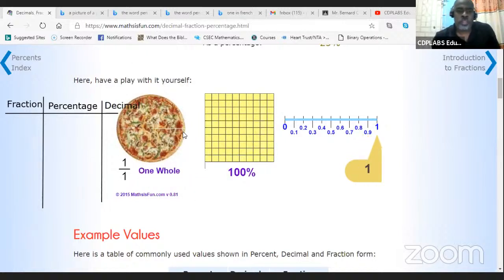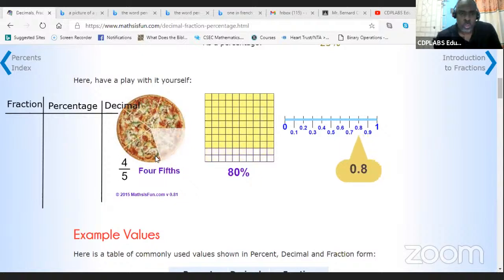All right, so the first thing you're going to write is 1/1 in the fraction column, 100% in the percentage column, and the number 1 in the decimal column. So what that 1 means is one whole. That's what it means, right? Now, everybody ready for the second one?